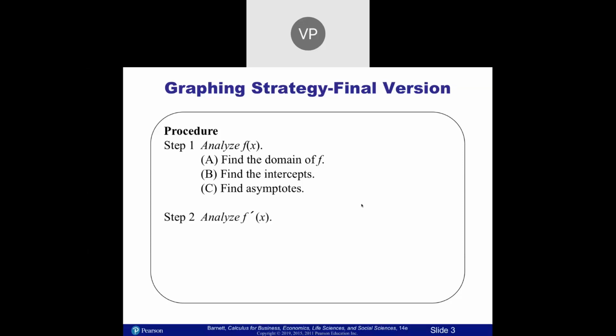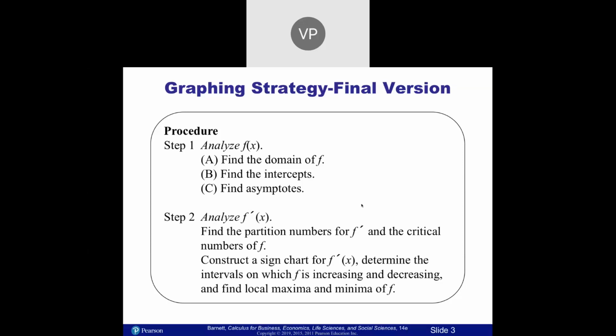Then we get into our calc part, where we're going to take the derivative, and remember how we do that. Partition numbers, we get that by setting the derivative equal to 0 and also finding the domain of that derivative. Where can it not exist? And then we do our sign chart. We try to see what is a max and a minimum. And if you've done the domain correctly of the first step, you'll know if it's an actual point or maybe it's just an asymptote. That's how you can tell if it's a local max or min.